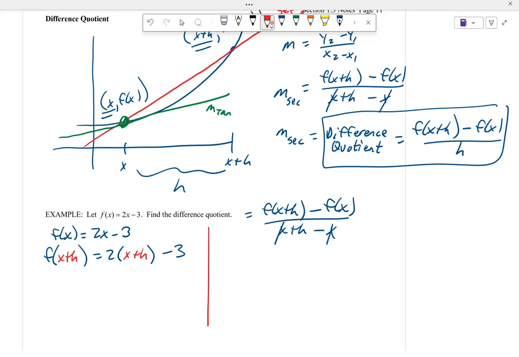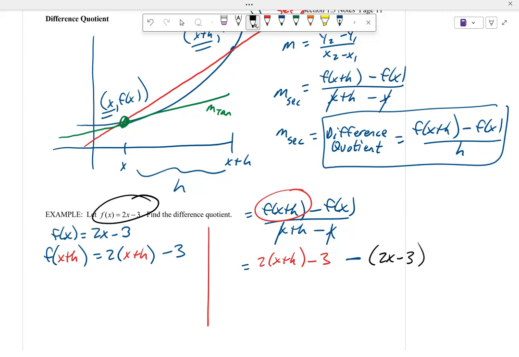So this difference quotient ends up being, let's go ahead and fill this out. Here's my difference quotient. F of x plus h is 2 times x plus h minus 3. There's my f of x plus h minus the original function. Well, what's the original f of x? It's 2x minus 3. Now there's two terms there, so make sure you put that in parentheses. So again, this is my f of x plus h minus, there's my f of x. And this is all over h.